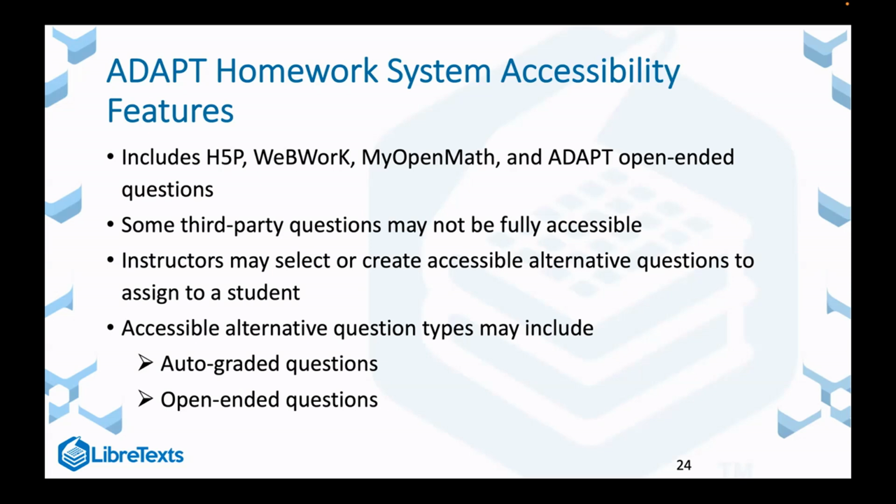So let's say you have a student who has made an accommodation request for questions that will work with screen reading software. You would be able to, as the instructor, identify more accessible versions of questions that you've developed. And then the accessible alternative questions may include some of the native types from Adapt, which could be auto-graded questions, or they could also be open-ended questions.